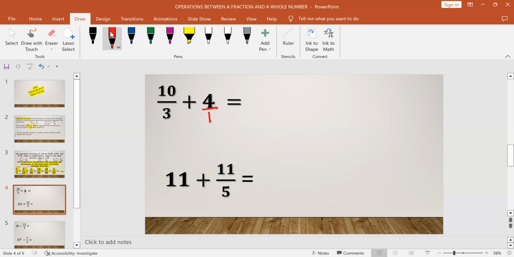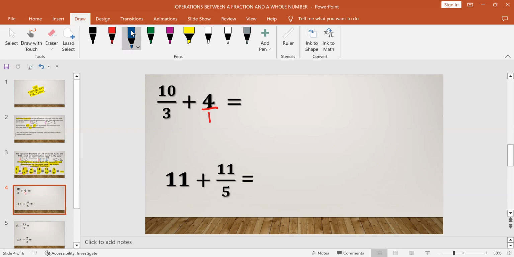In another video, I will explain the difference between 4 over 1 and 1 over 4, or a number divided by 1 and 1 divided by a number. So if I have 10 over 3 plus 4 over 1, I want to create an equivalent fraction from 4 over 1, but that equivalent fraction will have 3 as its denominator. Because with two fractions, we need to get the same denominator before we can combine the fractions.